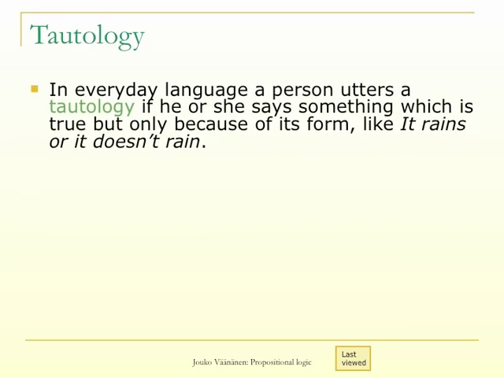In everyday language, a person utters a tautology if he or she says something which is true, but only because of its form, such as, "It rains or it doesn't rain." Ordinarily, uttering a tautology sounds a bit silly. It is like saying something which has no content.